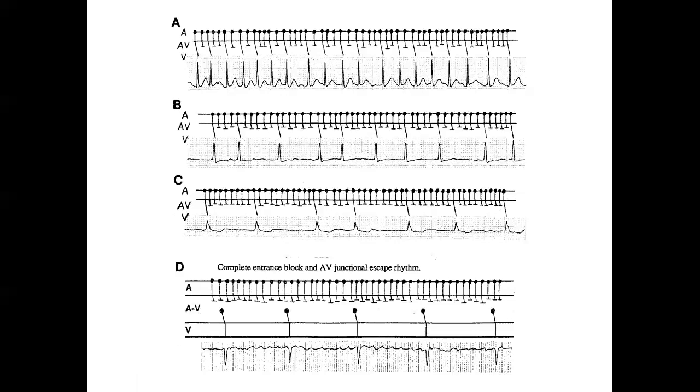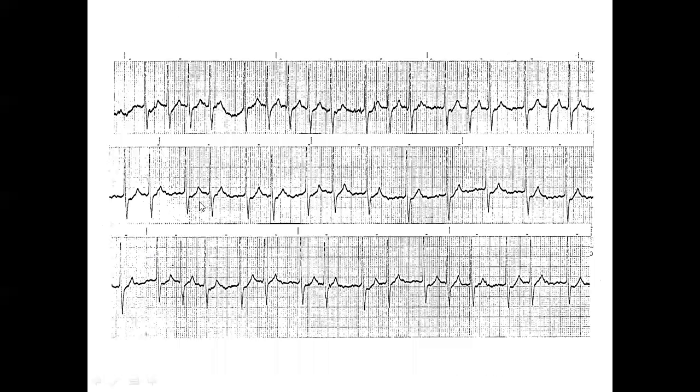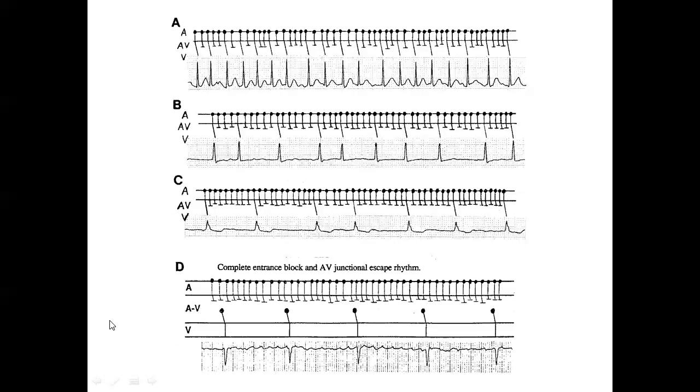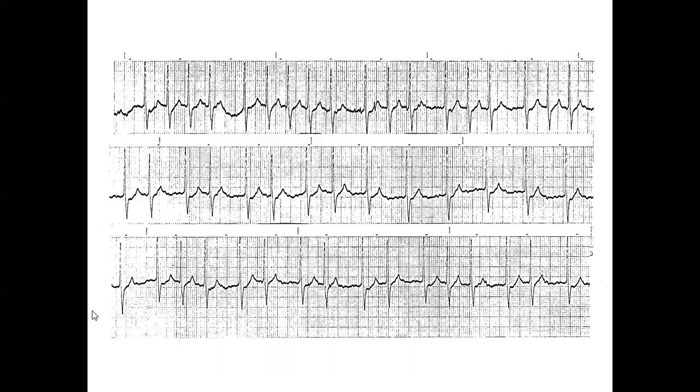And what comes next? Then that junctional escape, instead of just escaping, will be accelerated. So that's the next step. So again, the patient is in atrial fib in the atrium, but the QRS is regular. That means a junctional rhythm.